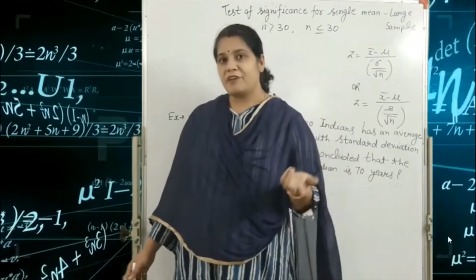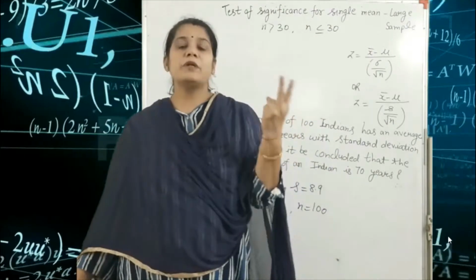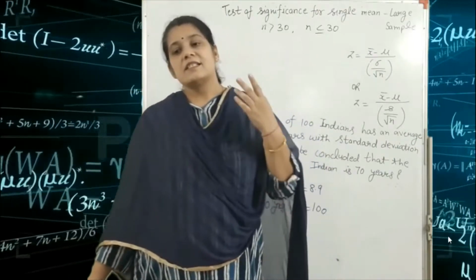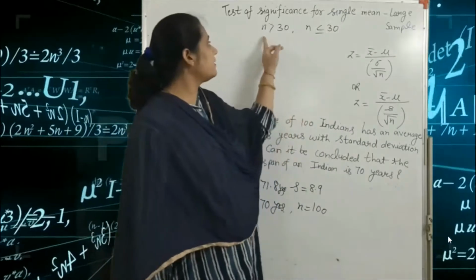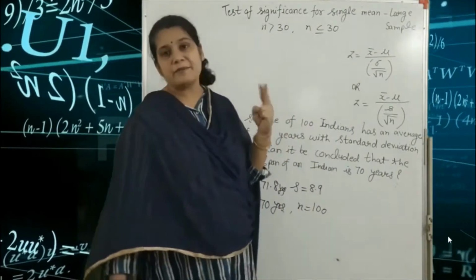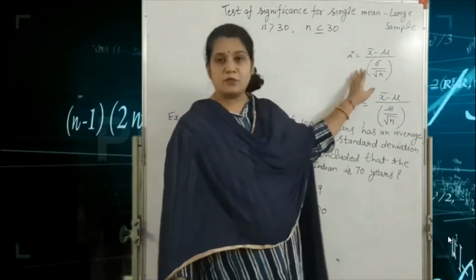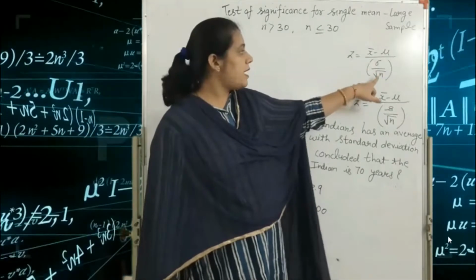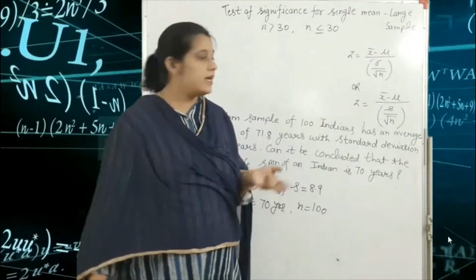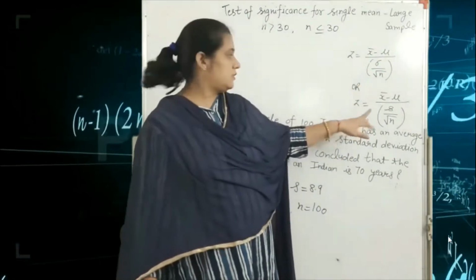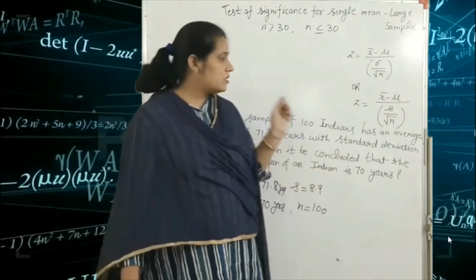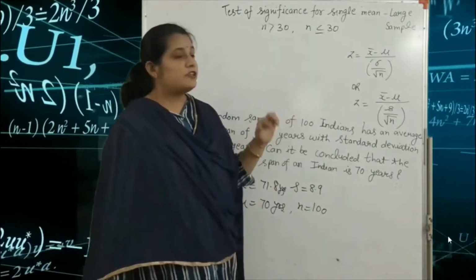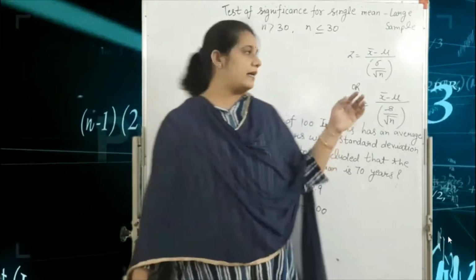Single mean, that means this mean depends on the population or on the sample. Because when we find the hypothesis, we have two important points: number one is the population and the second one is the sample. So here n is greater than 30, and we have two types of formula. Z is equal to x bar minus mu divided by sigma upon root n, and the second formula is Z is equal to x bar minus mu divided by s upon root n. We use either this or this.